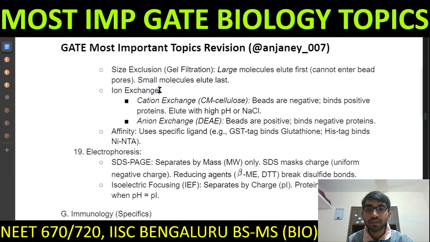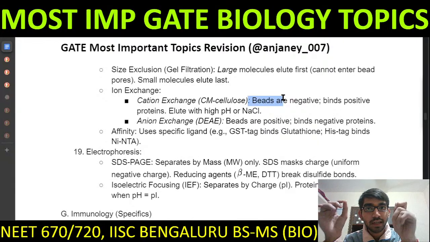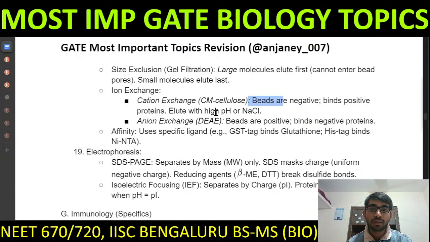Then there is ion exchange. So remember cation exchange, like carboxymethyl cellulose. Beads are negative. It is cation exchange. You are exchanging the cation, so the beads have to be oppositely charged. So the beads should be negative, and it binds to the positive protein. The protein here is cationic because of the pH that we adjust. And how can we elute it? We can elute it with high pH or sodium chloride, with salt. The electrostatic interaction between the beads and the protein will break if we increase the salt concentration.